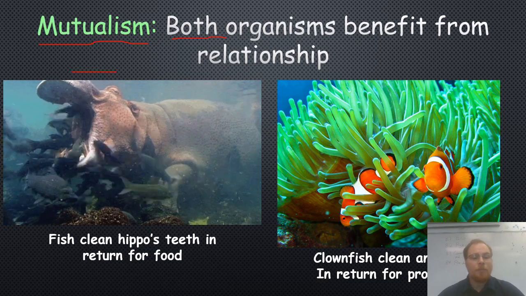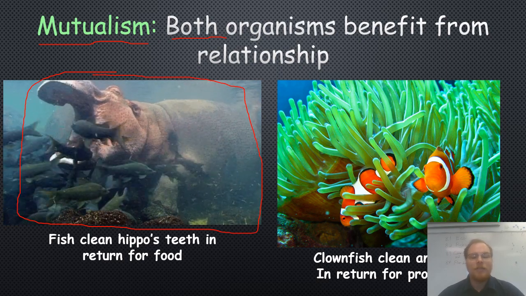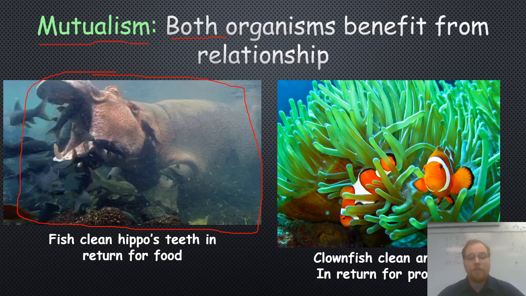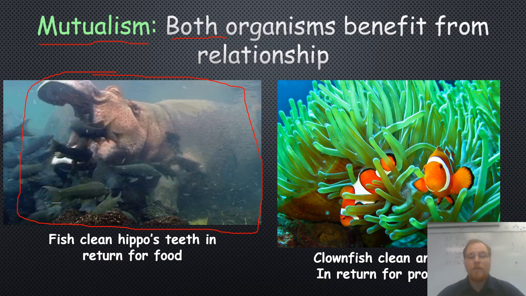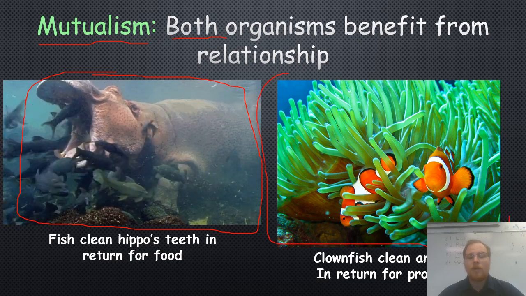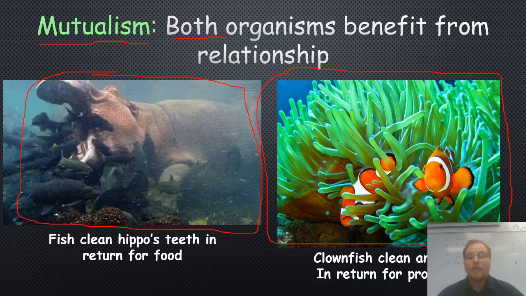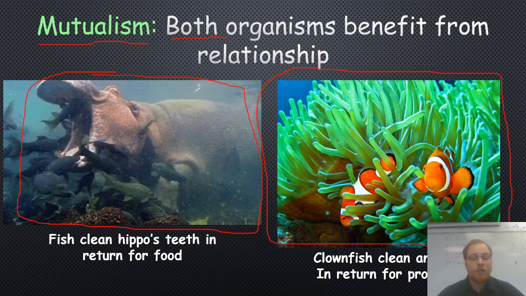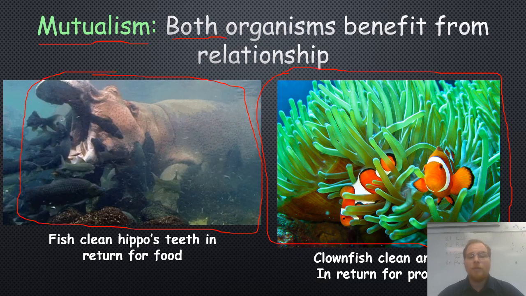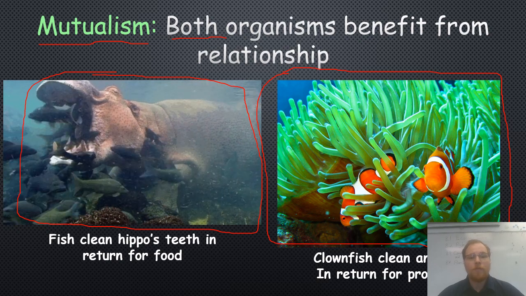So in this example right here, you have a hippo, and the fish actually clean the hippo's teeth. So not only is the hippo getting a nice dentist visit and getting clean teeth, but the fish are getting food too. In this example right here, you've got clownfish. They actually clean the amoeba and they kind of live inside of it for protection. And in return, the amoeba gets cleaned and it gets a little bit of food from the clownfish as they kind of poop and stuff.